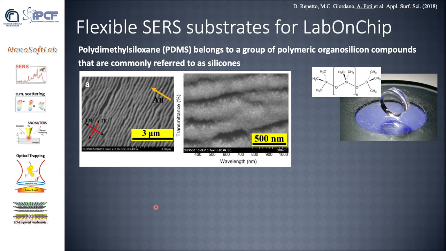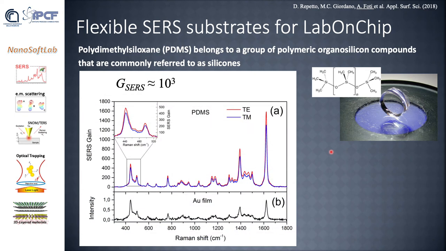SERS substrates consist of metal nanoparticles deposited on some surfaces. Here we see the example of gold nanoparticles deposited on PDMS surfaces that are useful for lab-on-chip architectures. When we adsorb methylene blue on these substrates, we see this kind of SERS spectrum. You see here the intensity to be compared to the same signal when methylene blue is adsorbed on flat gold films. So the effect of the roughness and of the localized surface plasmons is visible in this kind of amplification of the order of 10 to the third.